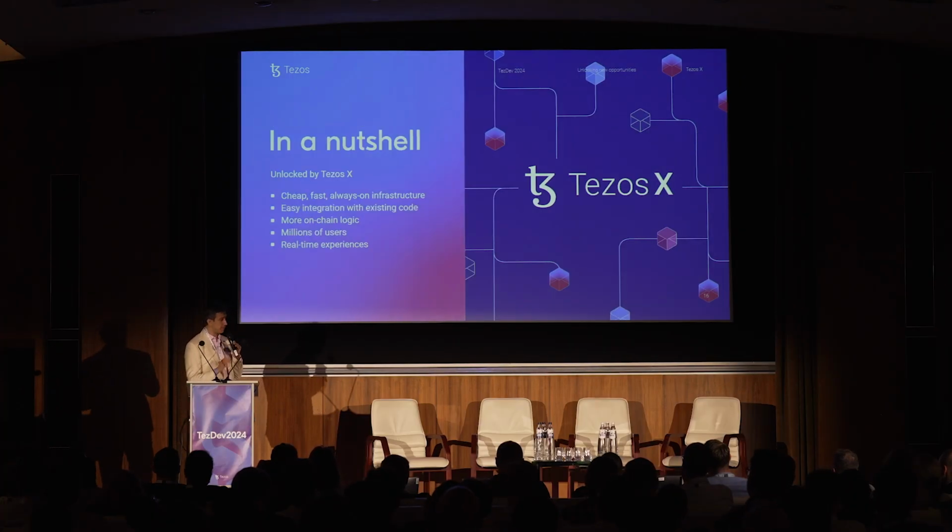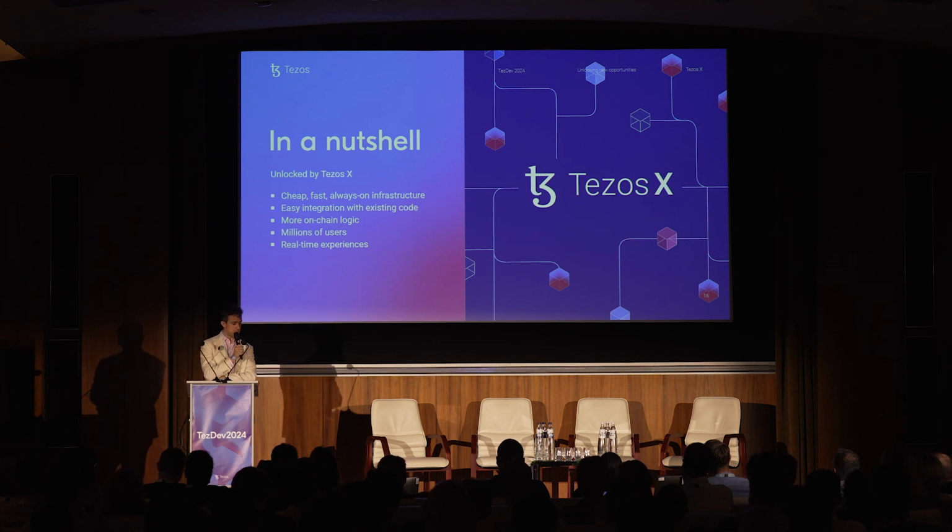So in a nutshell, what is unlocked by Tezos X? Cheap, fast, always on infrastructure. Think of it as almost a replacement for the cloud. It's very cheap, it's very fast, it's always on. You're not tied to a vendor. It's very convenient. It's just there. It will take care of your payments. It will take care of your identity, and you'll interact with a lot of other applications.